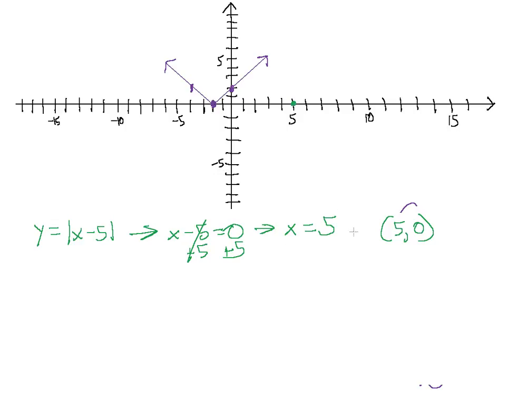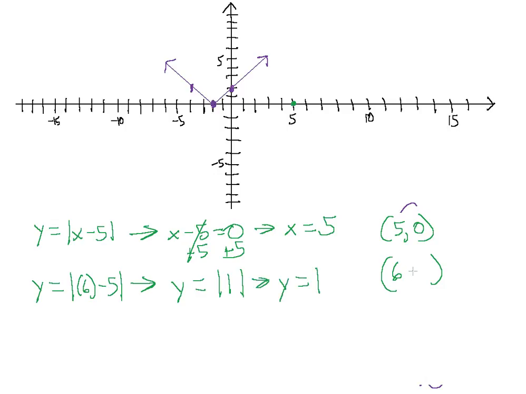Okay, so let's find 2 more points, one on the left side of the vertex, one on the right side of the vertex. So we need a value greater than 5 and a value less than 5 to plug in our equation, and this will give us our 2 other points on the graph. So let's pick x equals 6. That's a value greater than 5, and plug it into our original equation. So we have the absolute value of x, which is 6, minus 5. That'll give us y equals the absolute value of 1, which gives us y equals 1. So we have another point of 6, 1, and then we need a value smaller than 5. Let's pick an easy one. Let's pick 0.